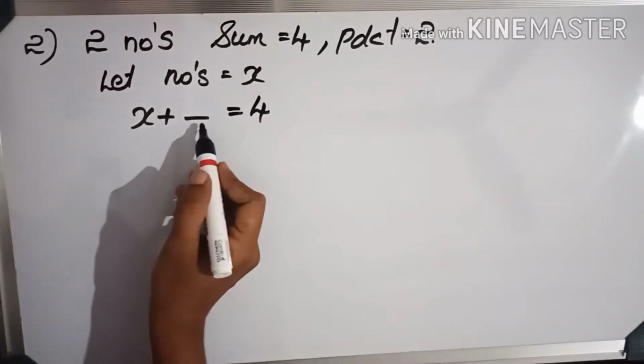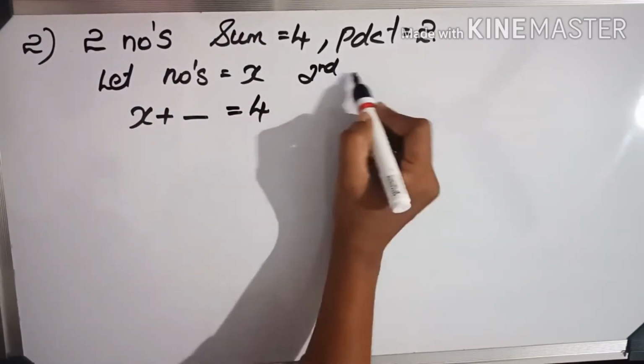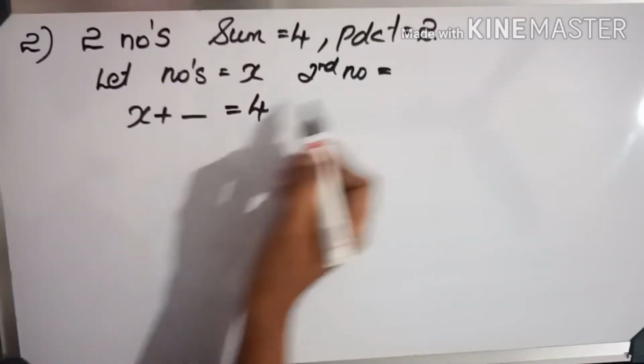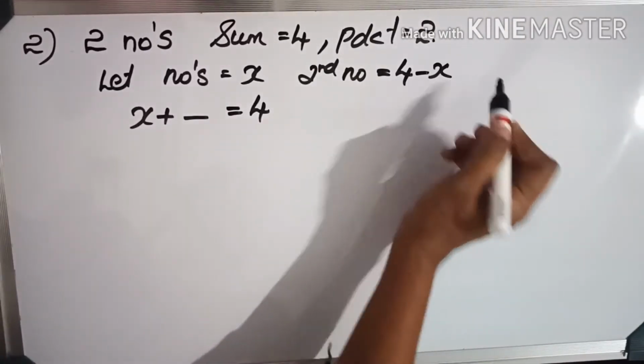So the second number will be equal to 4, and x comes to the other side, so it will be minus x.